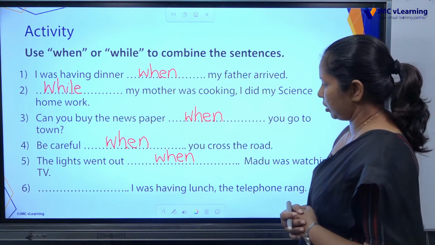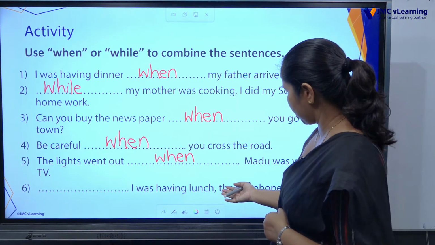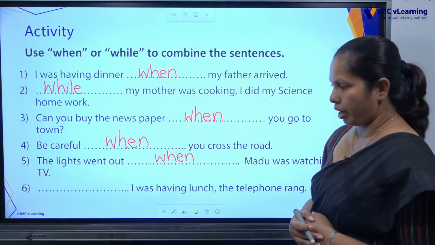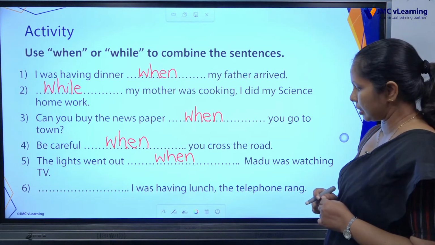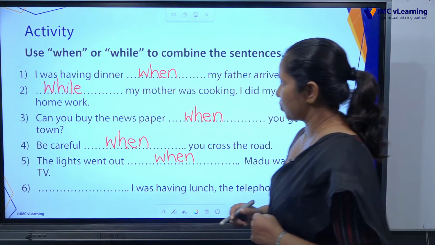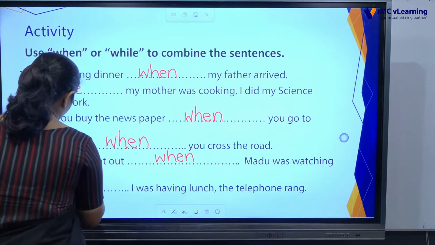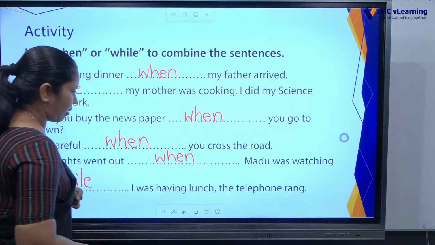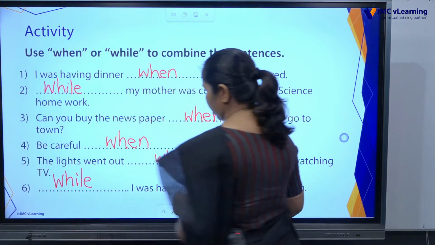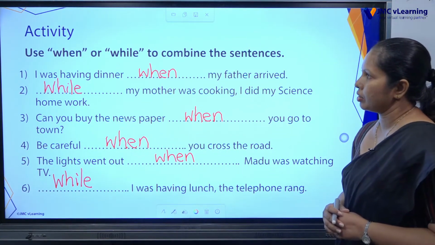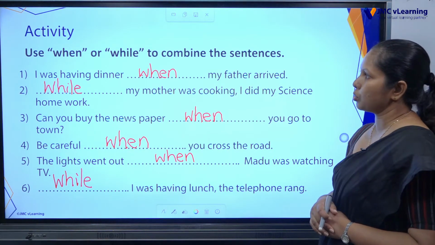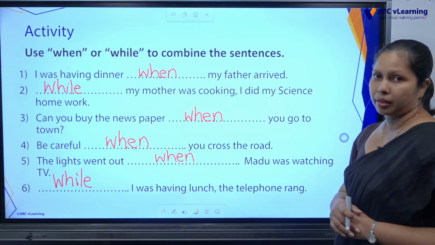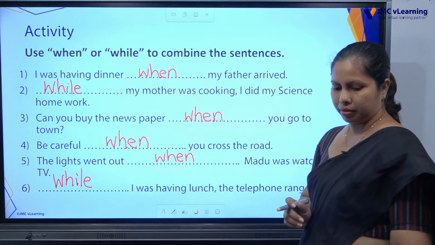The final one, I was having lunch, the telephone rang. Again here two actions has happened at the same time. So we have to use the conjunction while. While I was having lunch, the telephone rang. So I think you would have understood how to use the two conjunctions when and while.